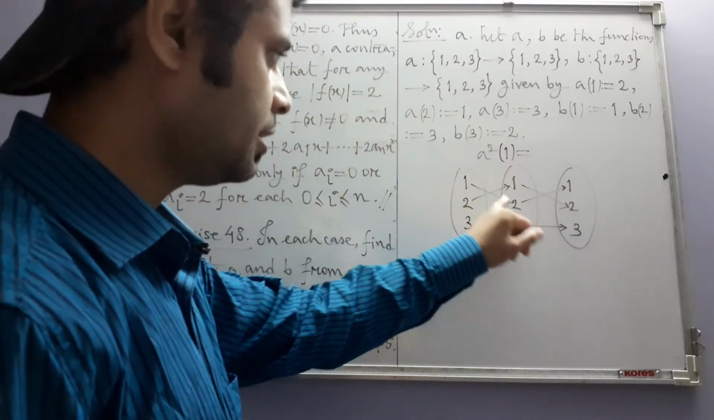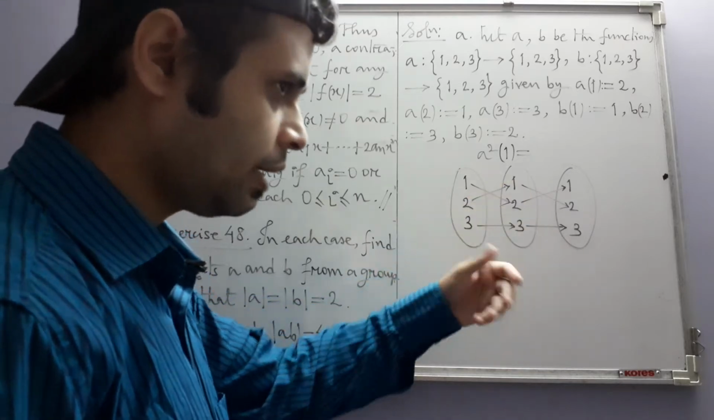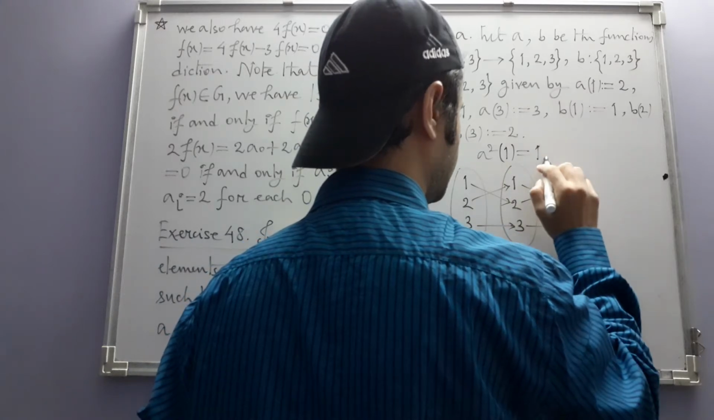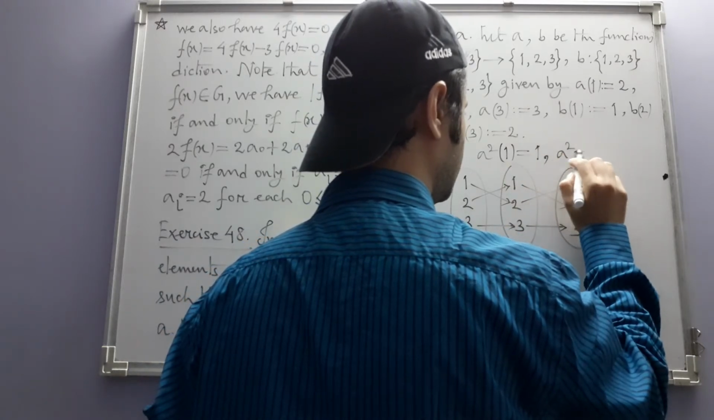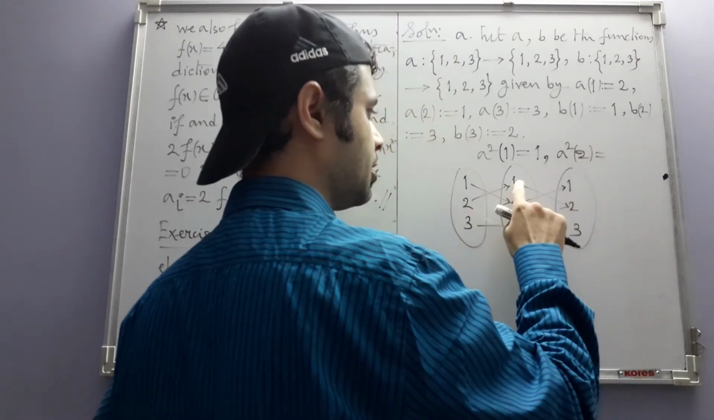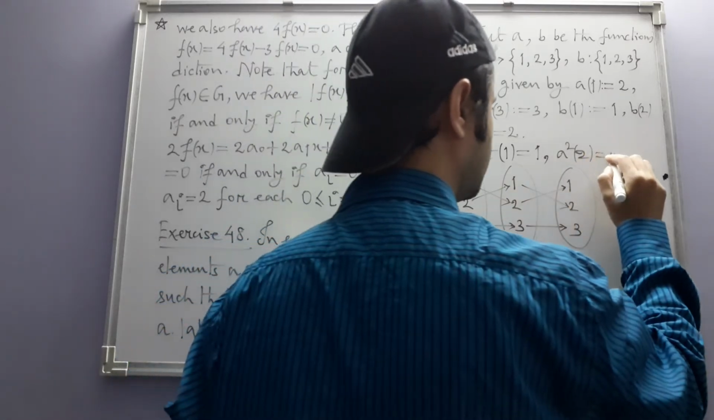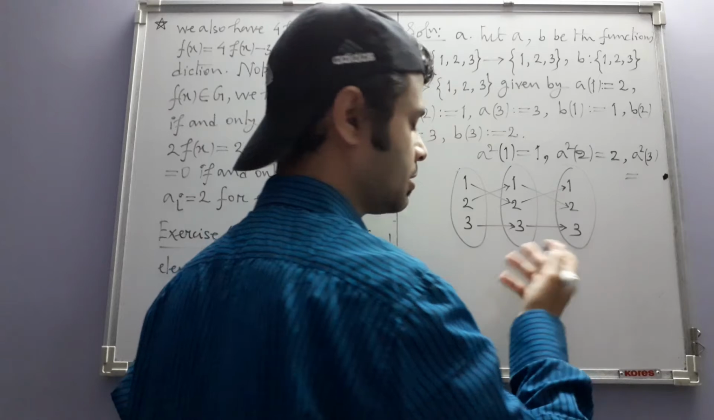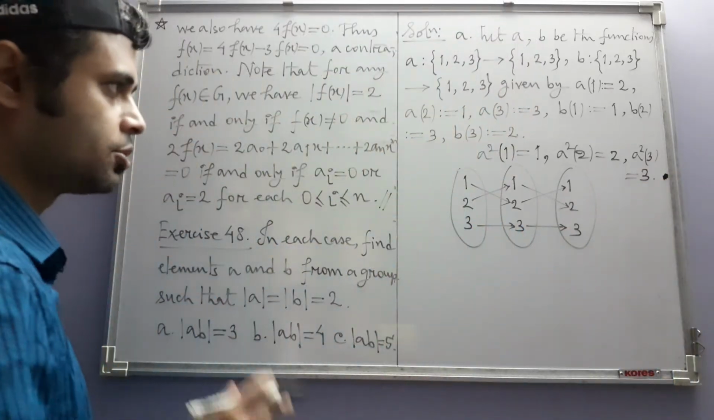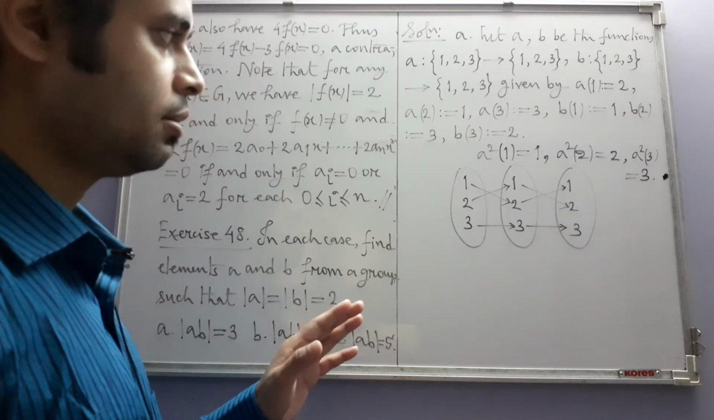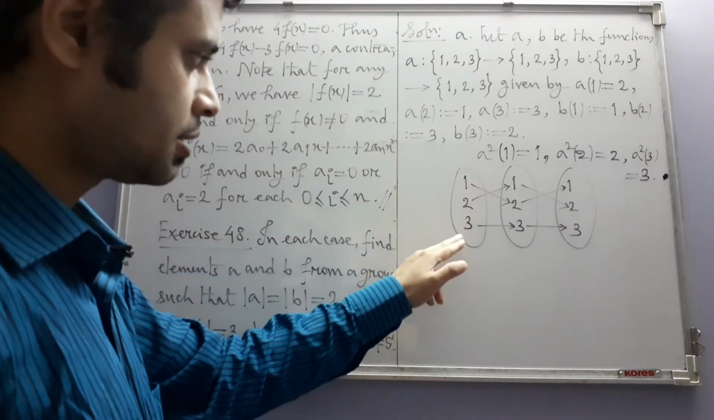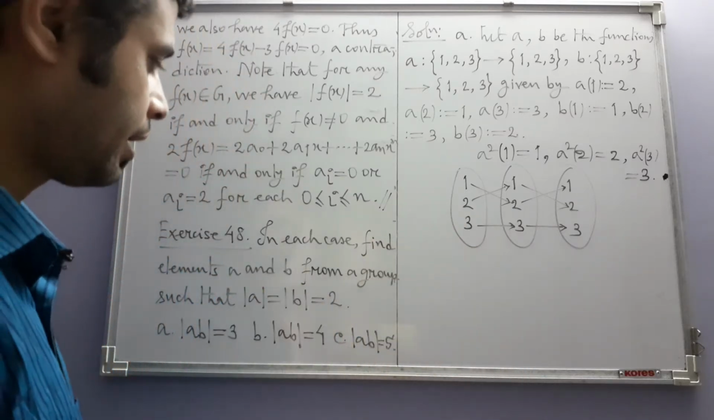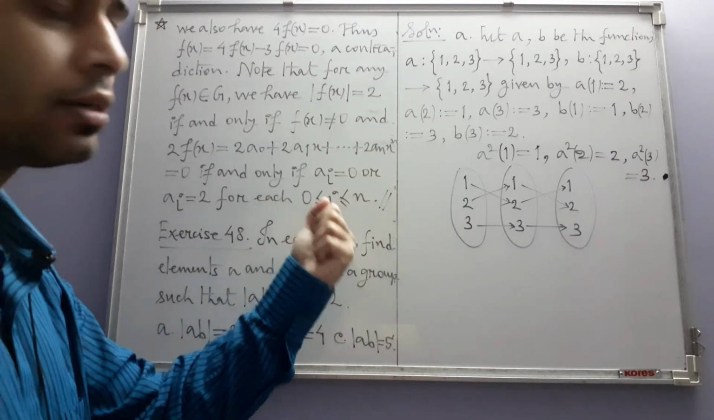First A of 1 is 2, and then A of that 2 is again 1. So this is equal to 1. A square of 2, just like that, A of 2 is 1, and then again A of 1 is 2, and A square of 3 of course is 3 because A itself does not change 3. So we see that A square is actually the identity mapping of the set onto itself, and that identity mapping turns out to be the identity element of the group S3 that we are talking about.